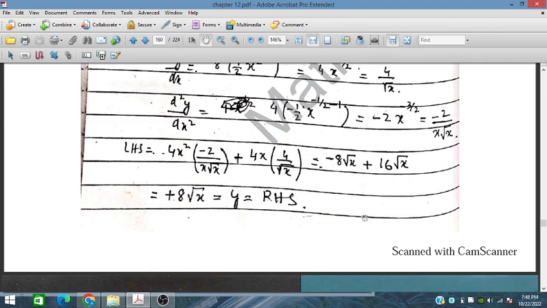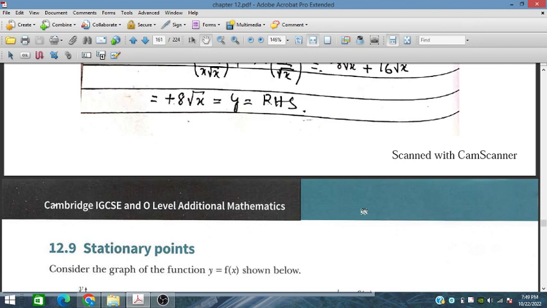This was exercise 12.8. In the next session, we'll discuss 12.9, where the stationary point is very, very important with respect to the final examination.